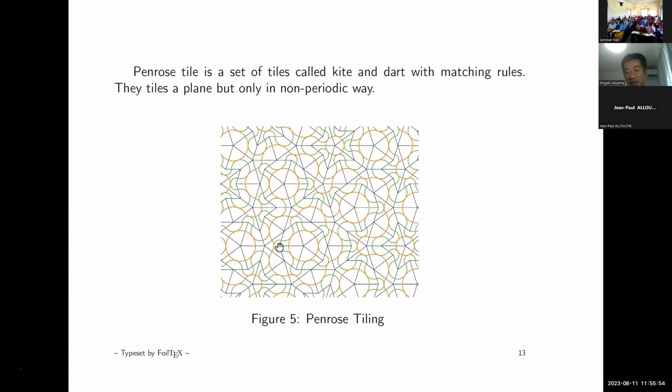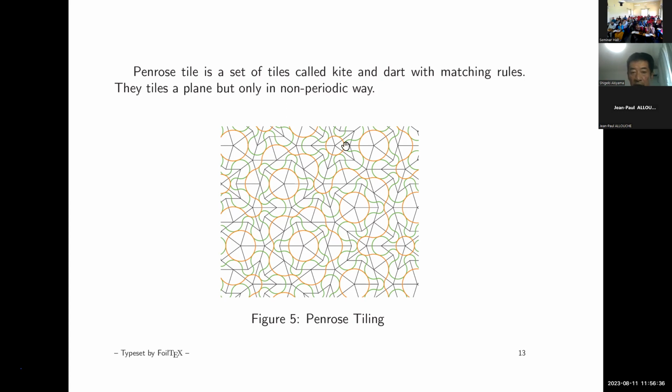And yesterday, Jean-Paul told us about the Penrose tiling. I was inspired by it, and I want to come back to the Penrose tiling. Maybe you know it. The Penrose tiles are a set of tiles written in this way, sometimes called kite and dart. This is the dart and this is the kite, and we draw some matching rule here. This shape comes from this black line, and the marking is written here.